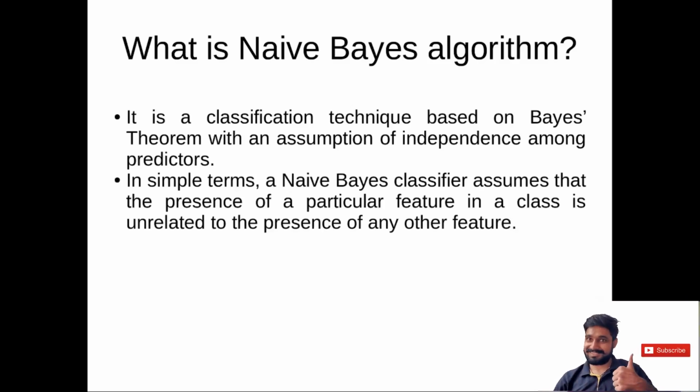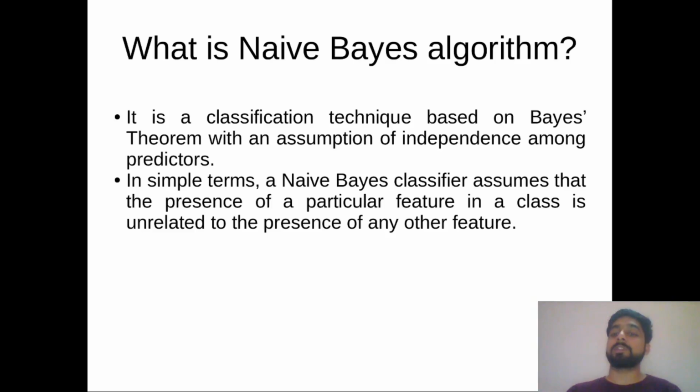In simple terms, a Naive Bayes classifier assumes that the presence of a particular feature in a class is unrelated to the presence of any other feature, which means it is totally independent. For the prediction purpose, it doesn't require any other feature, right? So we will see how it works and why it doesn't require that.